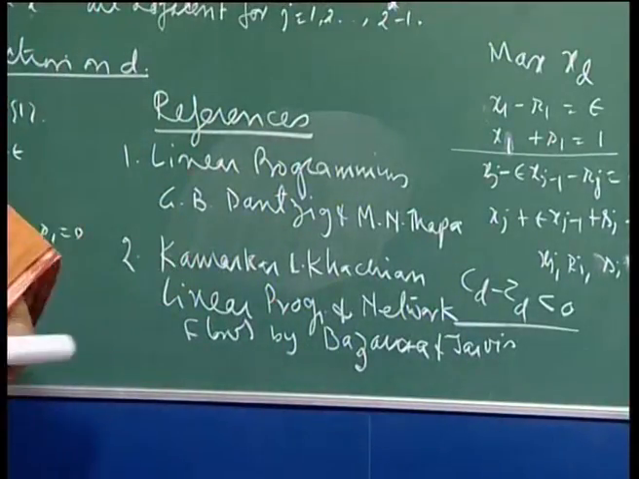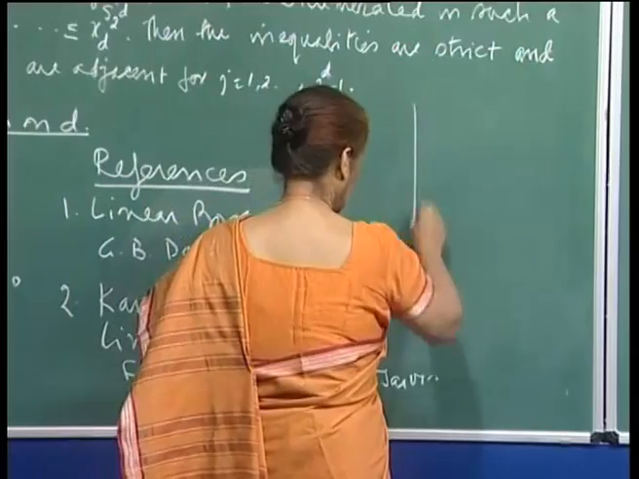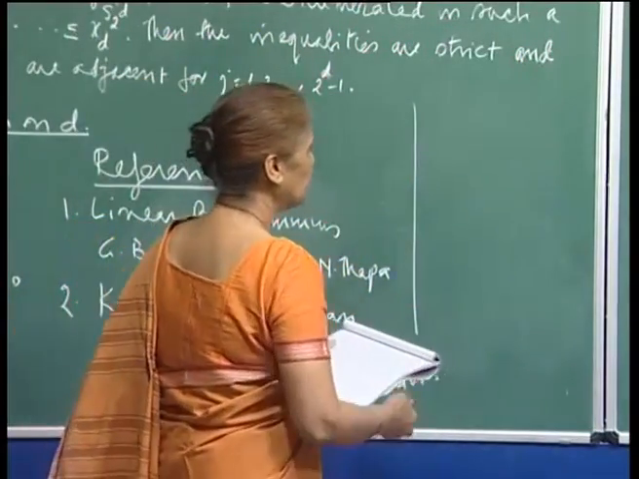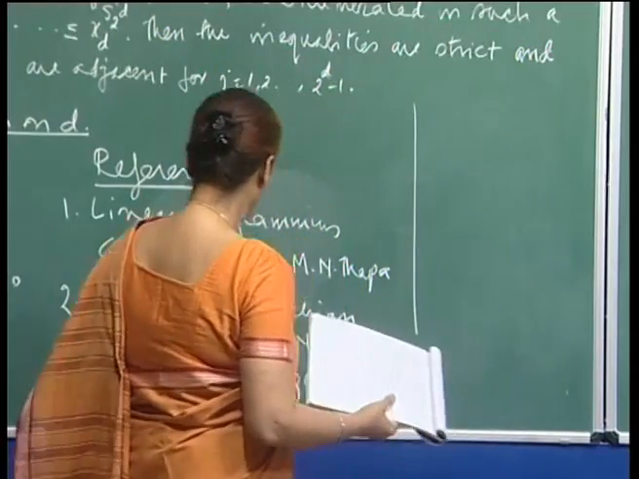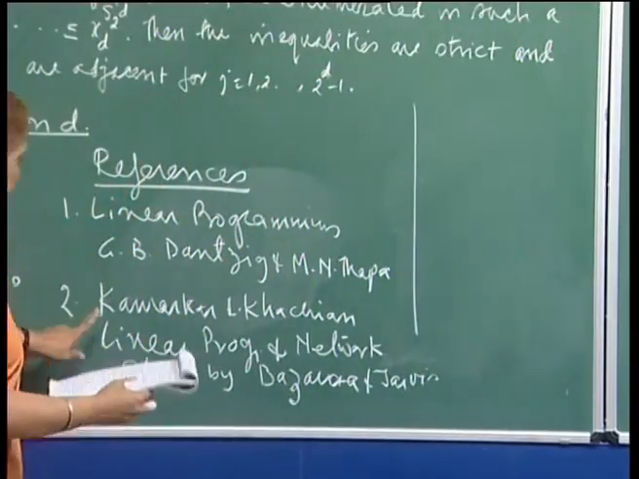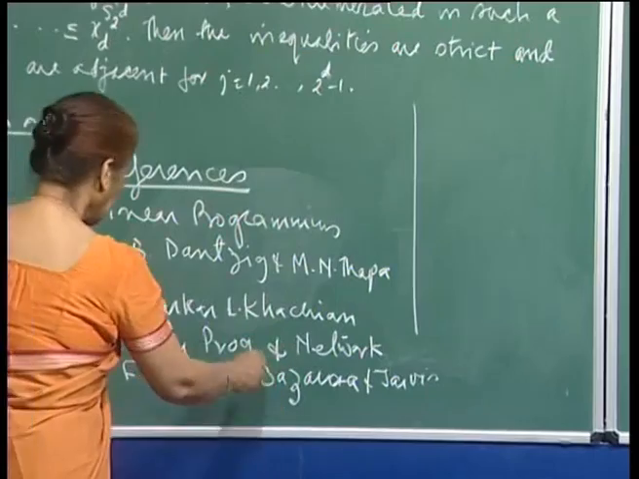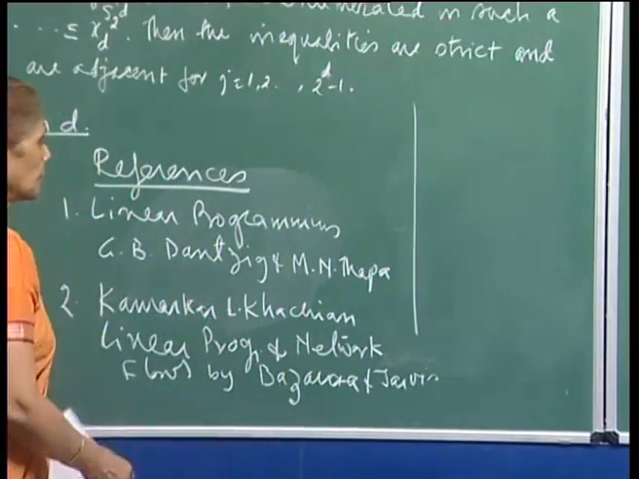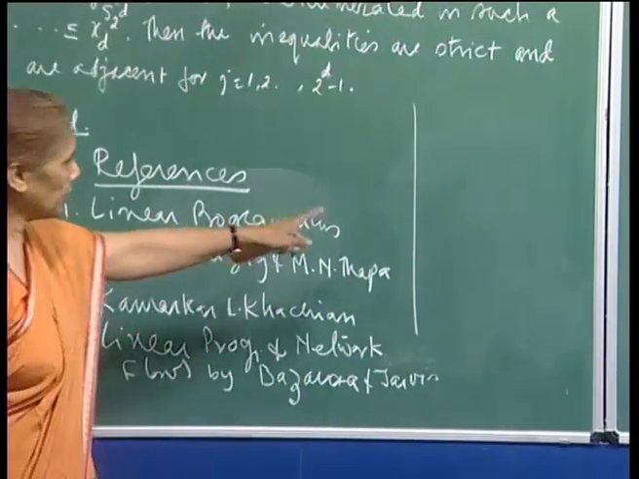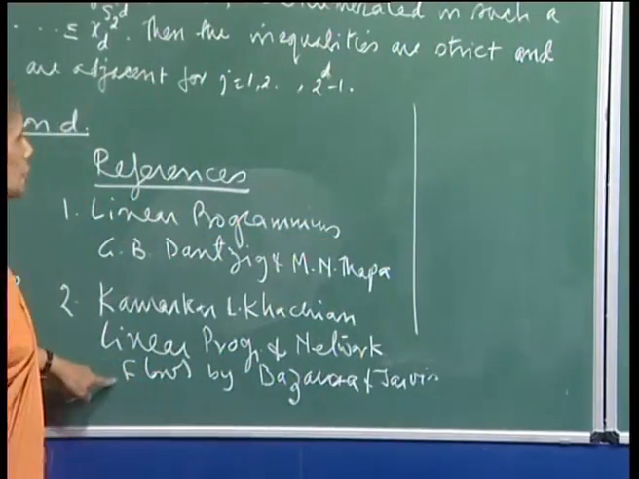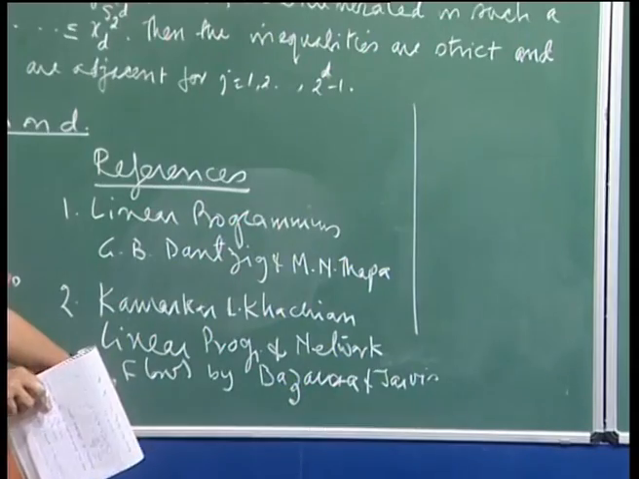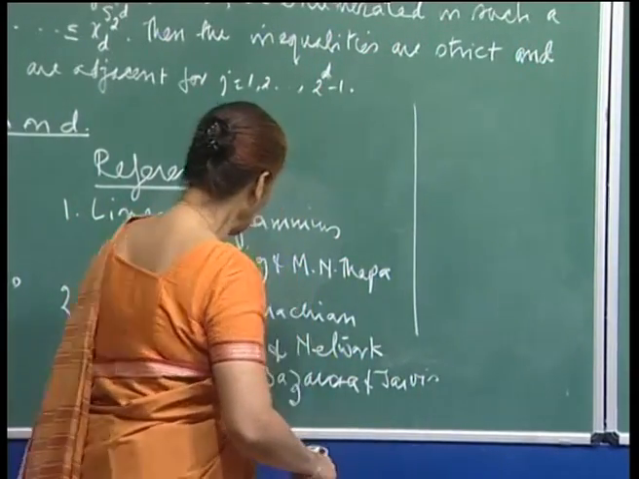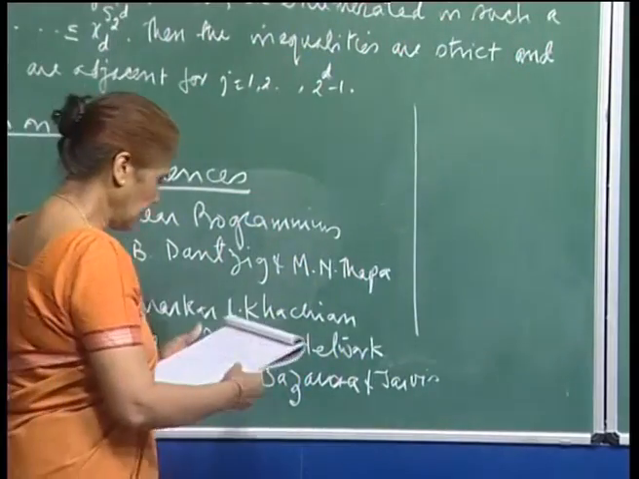Bazaraa and Jarvis describe the Karmarkar and Khachiyan algorithm very well, and, as I told you, by transforming the problem they also show you why the simplex algorithm is non polynomial. So for both the topics, this is a good book, you can go through them.